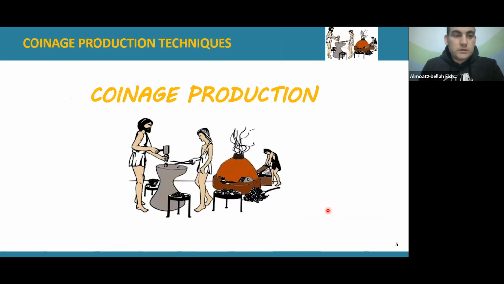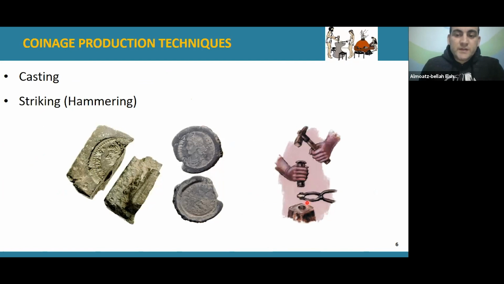Coinage production. There were two techniques to produce the ancient coinage. The first technique is casting. Metal casting and smithing is a staple of most ancient civilizations. Casting refers to coins made by pouring melted metal into a mold. It has been used for regular coins, particularly in the Far East, but also in other areas on a smaller scale, for example the ancient Mediterranean world.